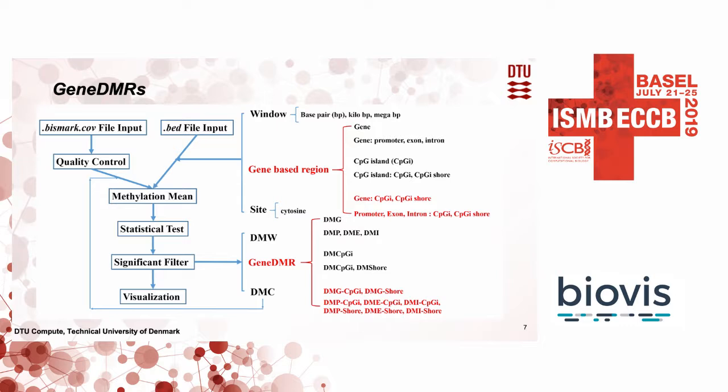This package can take two kinds of input files. One is the methylation files from the Bismark software or other similar methylation files. And the other is the bed files downloaded from the website, which contain the gene information or CpG island information. Then the package can do the quality control, methylation mean calculation in the different regions, and then do the statistical test, filter the significant regions, and visualize the result.